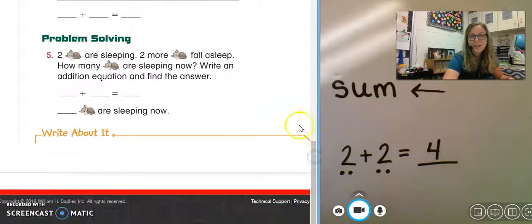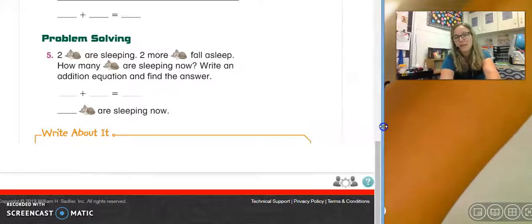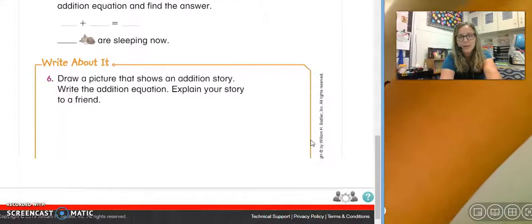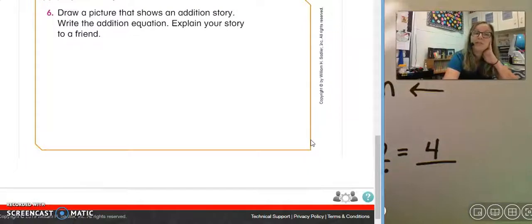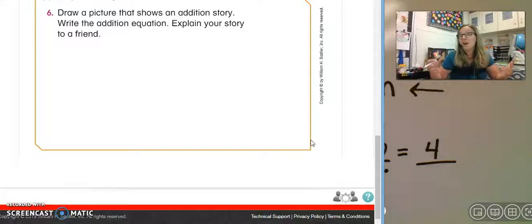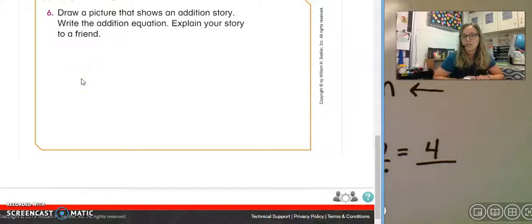And down here at the bottom it says write about it. A lot of times in the classroom, instead of writing about it, we talk about it. So let me bring it up here for you. It says draw a picture that shows an addition story. Write the addition equation and explain your story to a friend. So if you want to draw pictures of frogs like we had on the first page, or cookies, or your favorite candy, you decide what you want to draw there and go ahead and draw your addition equation. Okay?